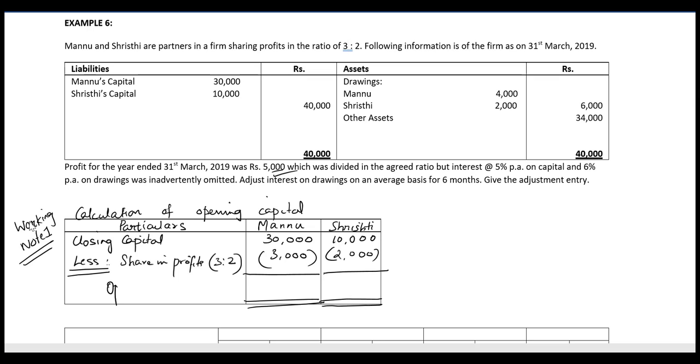The final answer for opening capital for Manu is rupees 27,000, whereas for Shrishti it's rupees 8,000. Let's calculate the interest on capital at 5% per annum.